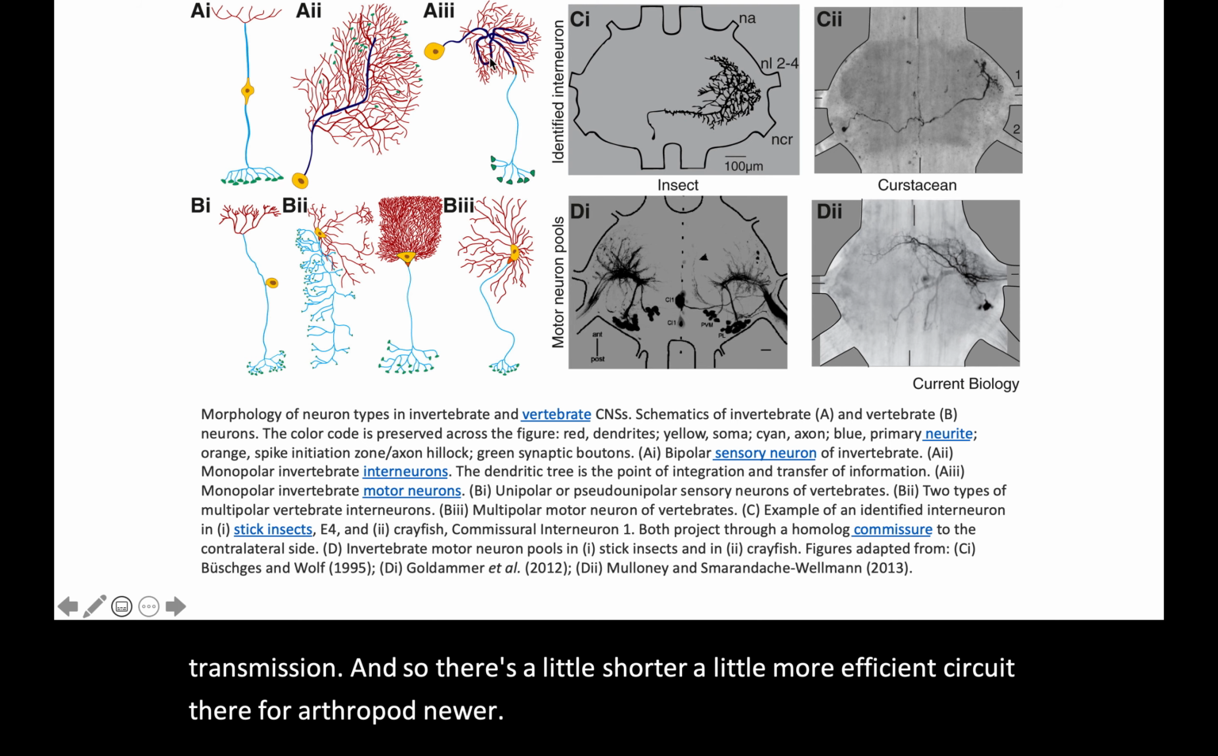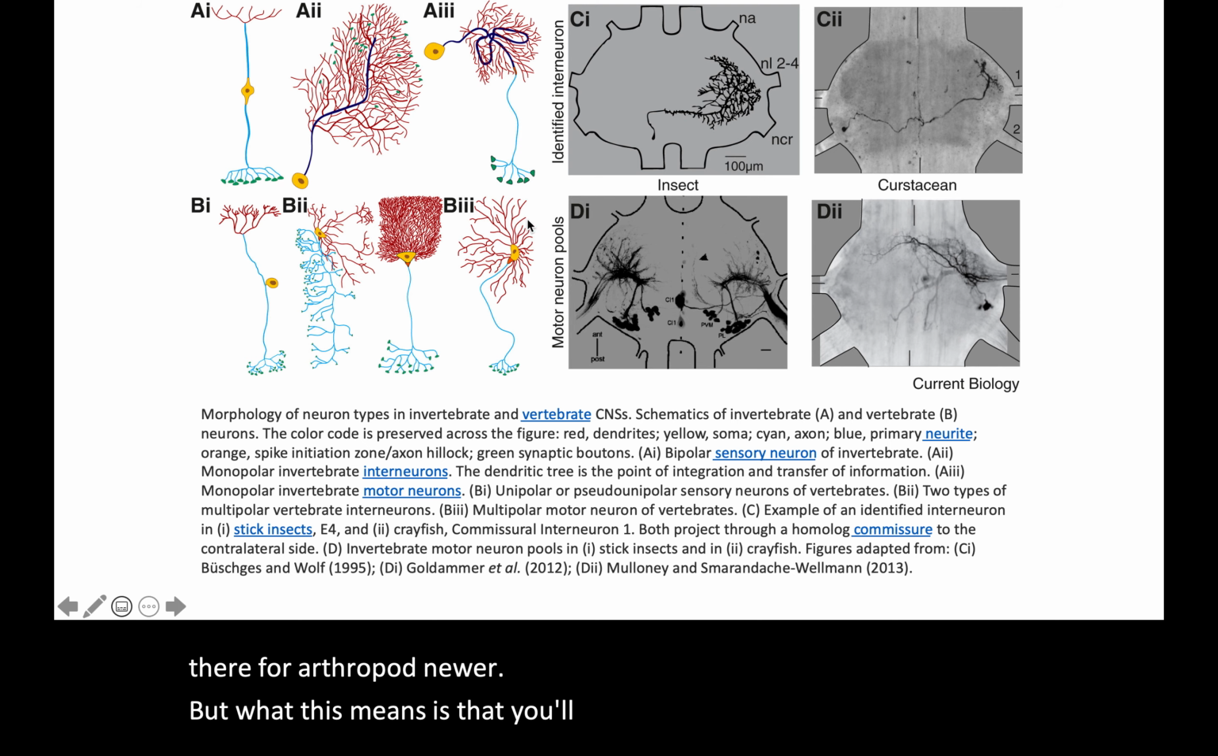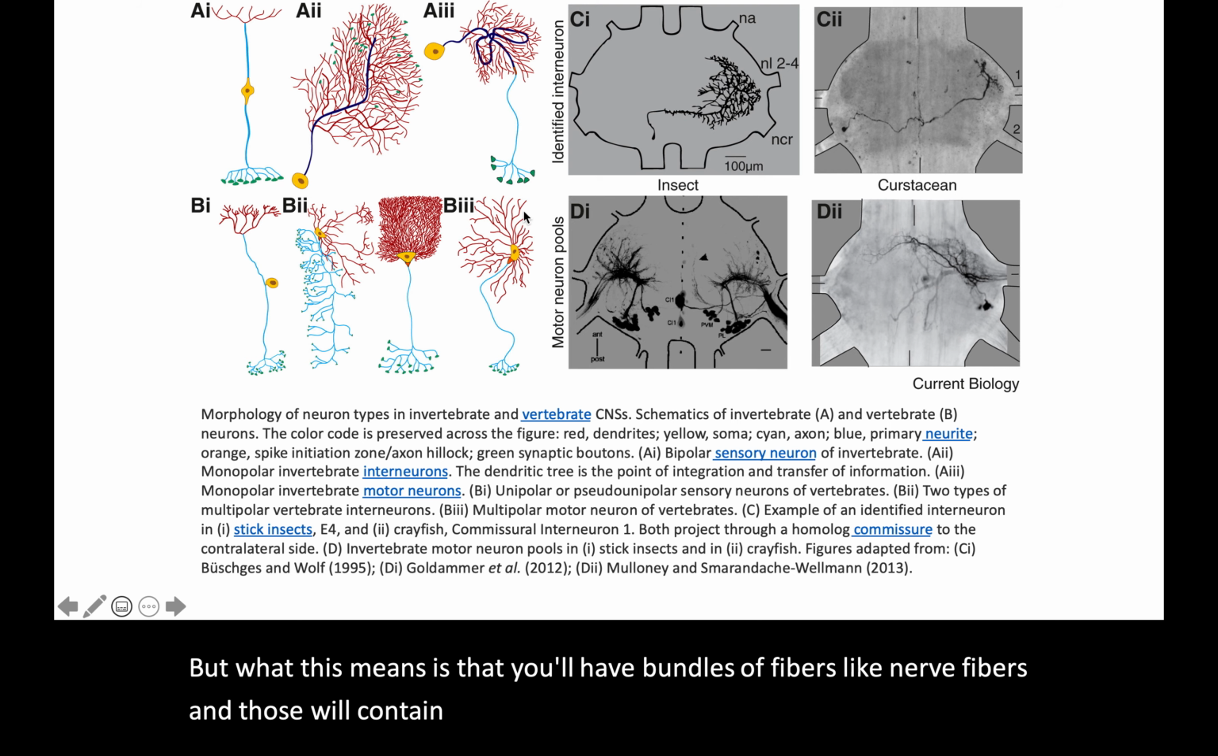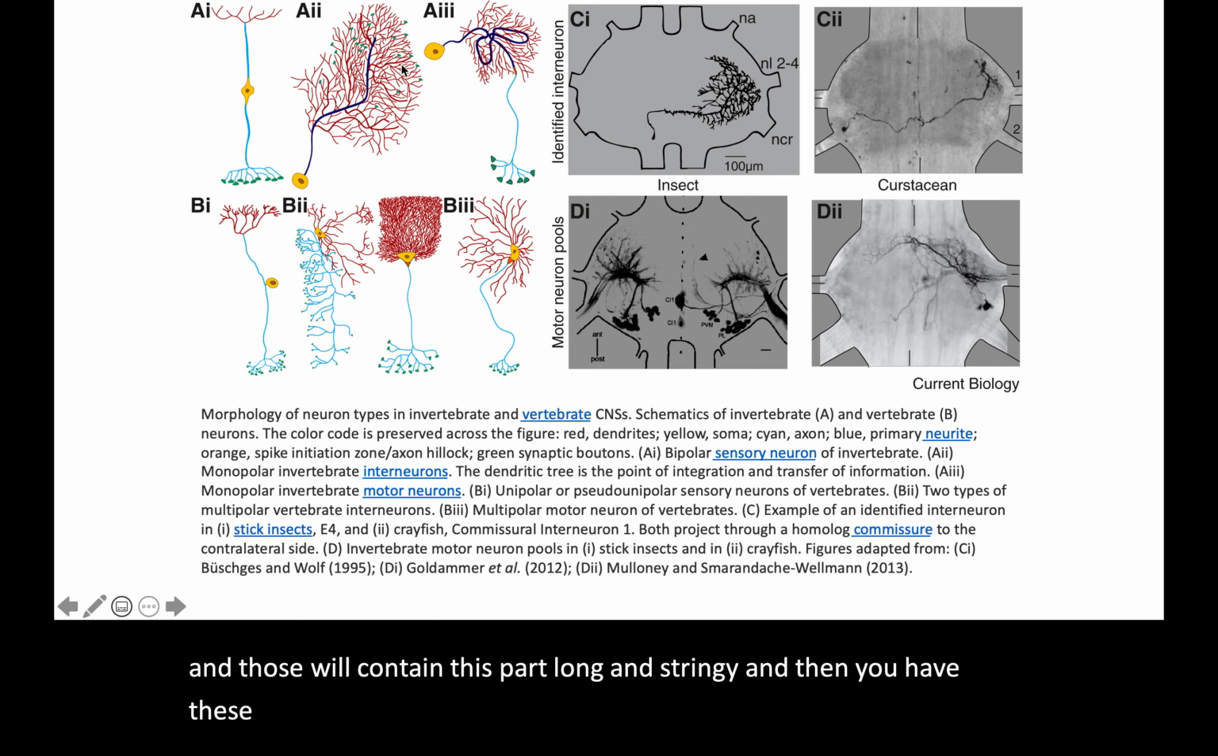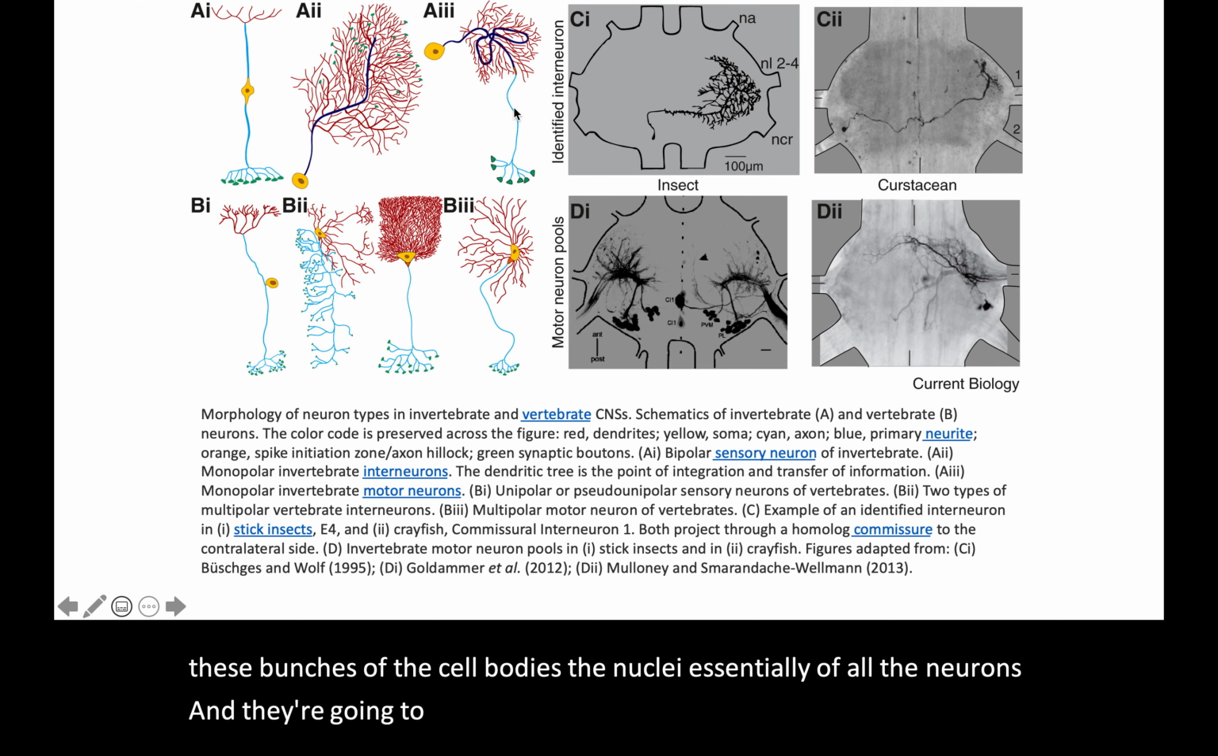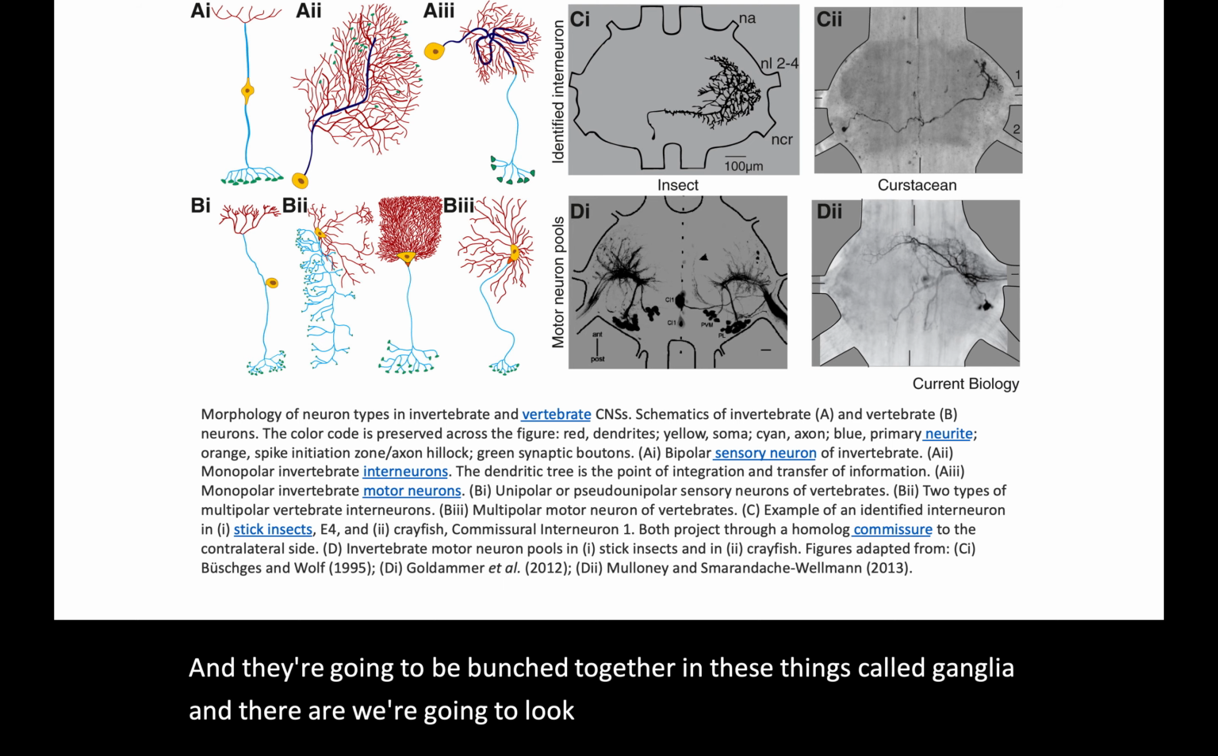But what this means is that you'll have bundles of fibers, like nerve fibers, and those will contain this part, long and stringy. And then you'll have these bunches of the cell bodies, the nuclei essentially of all the neurons, and they're going to be bunched together in these things called ganglia. And we're going to look at ganglia on the next slide of arthropods.